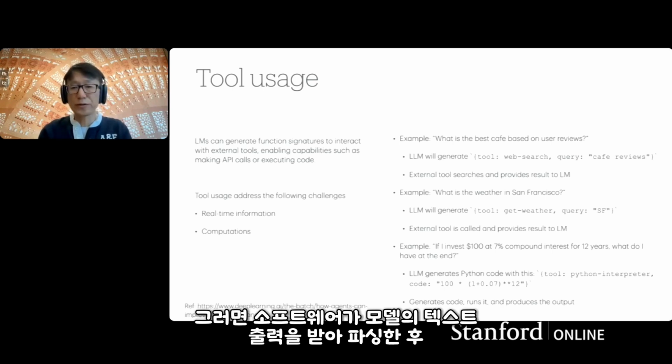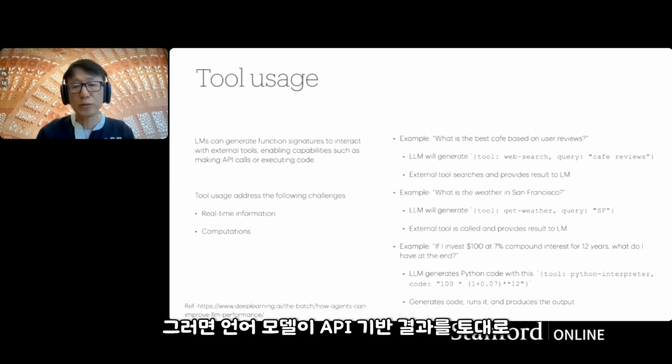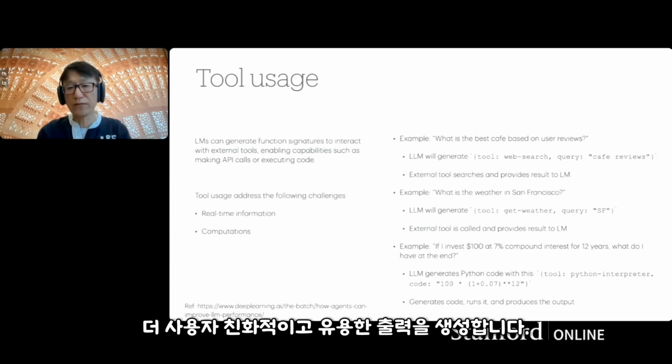Then the software receives this text output from the model, parses it, and actually makes an API call to the weather provider, gets the weather information, and provides it back to the language model. The language model will then generate a more human-friendly or helpful output based on this API result.